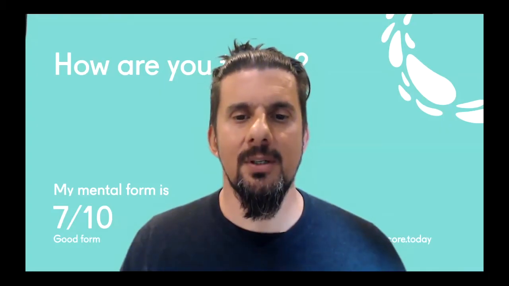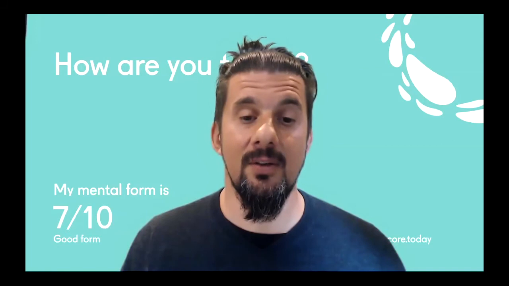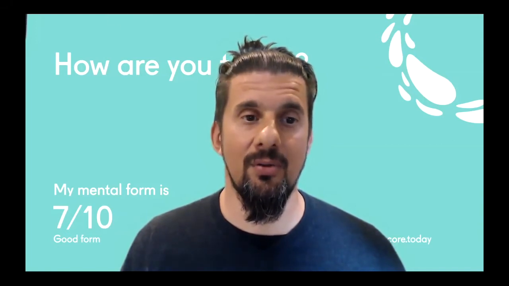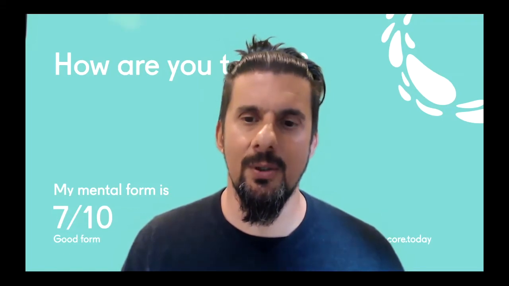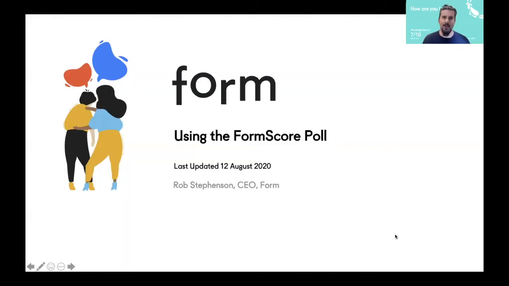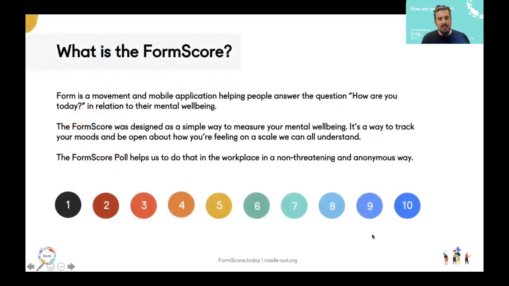So what I'm going to do is just share the presentation that you've got access to and talk you through that and give you a little bit of guidance as to how to use this polling tool. So bear with me while I do that. So we've talked a little bit about the FormScore. It's this scale out of 10. In the workplace, it helps people connect and reflect and notice how they're feeling, and introduce a new language to communicate that, a very simple language, the use of color, but the use of this score out of 10.